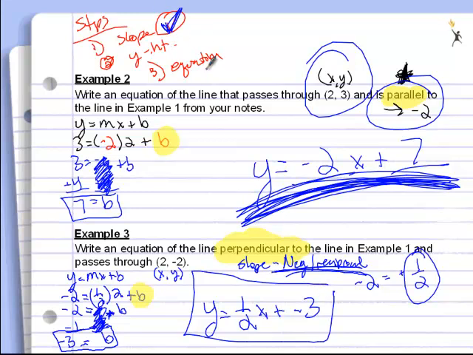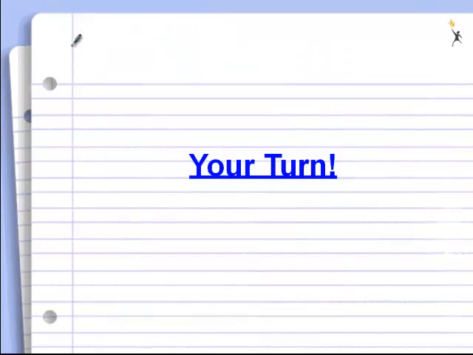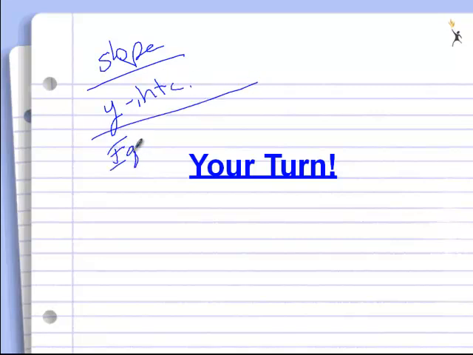Follow these 3 steps exactly like we did in example 1, example 2, and example 3, and you will never have a problem writing the equation of a line, whether it's a parallel line, a perpendicular line, or just any old line that goes through 2 points. Find the slope, find the y-intercept, and write your equation. And that's it. That is all that this section has. Find the slope, find the y-intercept, and then write your equation. Make sure that it looks like y equals something x plus something else. Let's look at your homework.